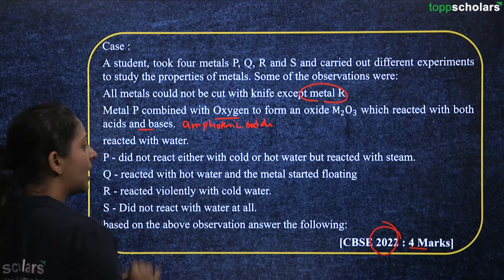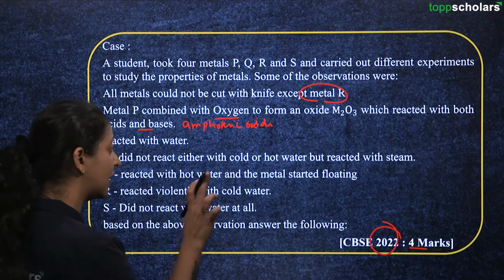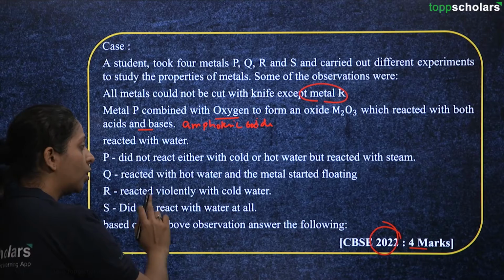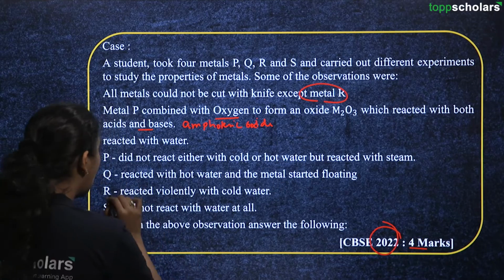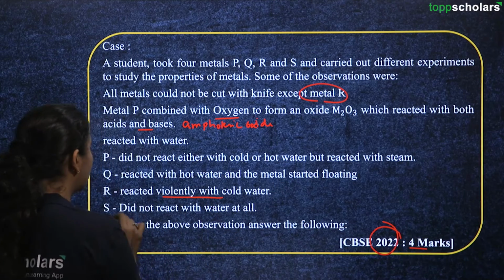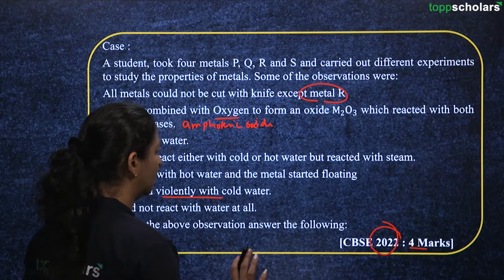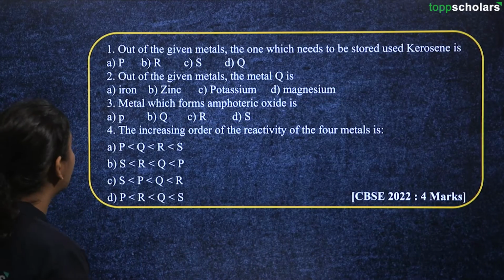Okay. P did not react with either cold or hot water but reacted with steam. Q reacted with hot water and the metal started floating. R reacted violently with cold water. S did not react with water at all. Now let us try to answer the questions that we have here.